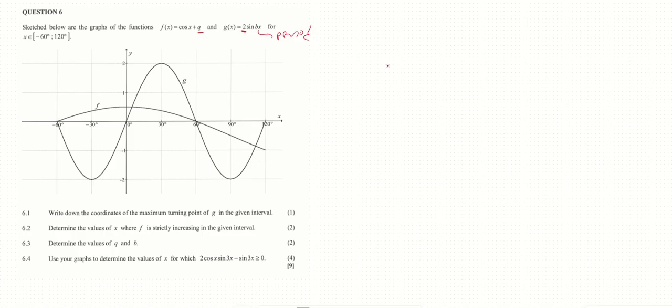6.1, the equation of the maximum turning point of g. This is the maximum turning point, where we can see that we have (30, 2). Then 6.2, determine the values of x for which f is increasing in the interval from negative 60 to 180.